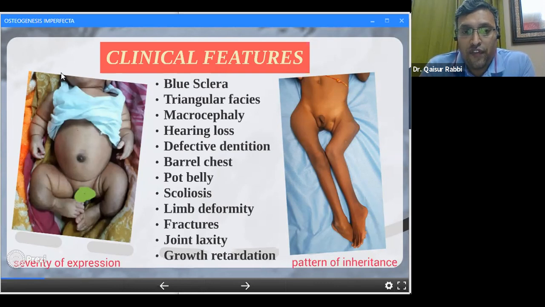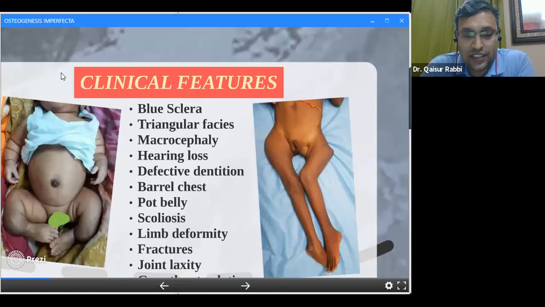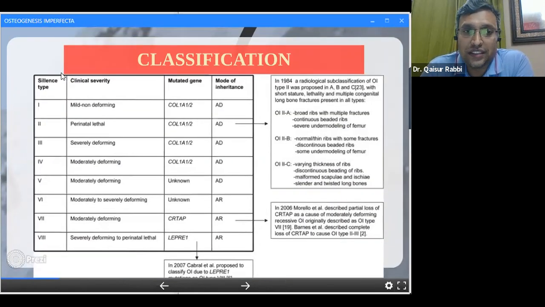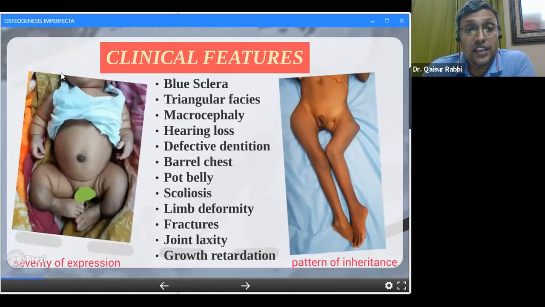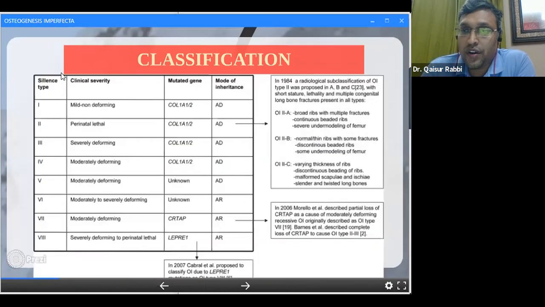Then Falvio and his associates classified that with type 1 and type 2. Type 1 means those children who come with bowing of the bone, and those without bowing is type 2. But the good or accepted classification comes from Sillence. What Sillence did is he classified this osteogenesis imperfecta according to severity of the expression of the gene that was mutated and pattern of inheritance, whether it was autosomal dominant or recessive.